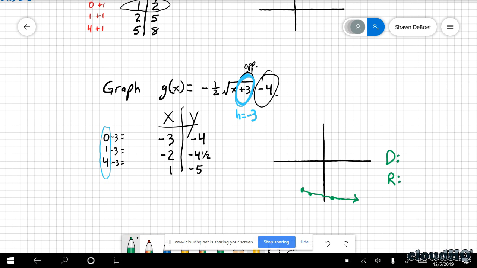Domain? X was greater than or equal to -3. Your range, this is a g of x this time. G of x is, notice this one's opening down, so we'd have to say less than or equal to -4. Notice the h and the k show up in your domain and range.